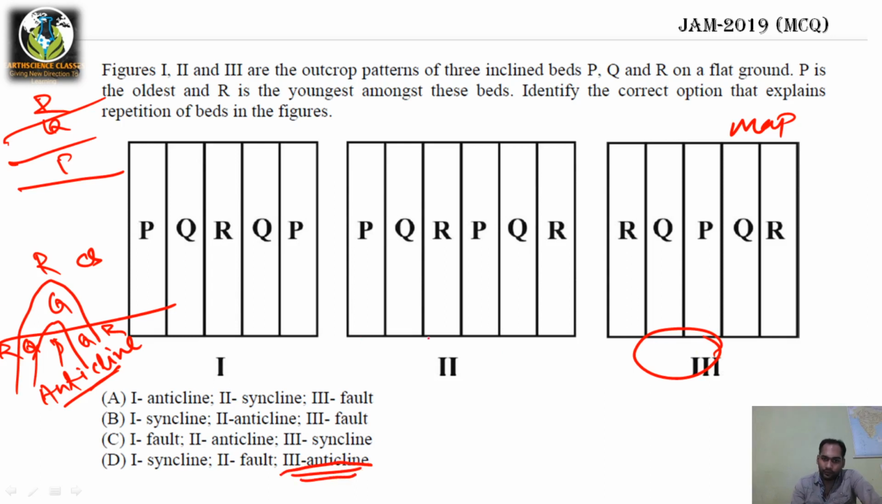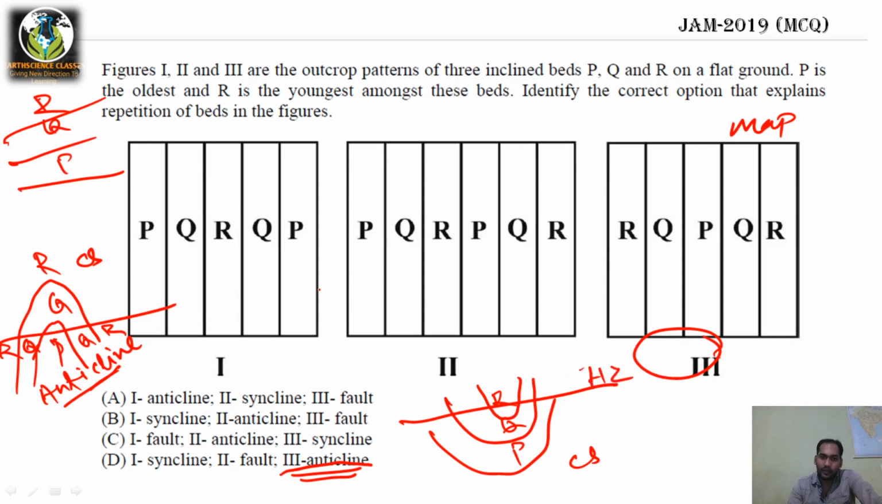Again, let me draw the other one, syncline. This is P, this is Q and this is R. If you are passing a horizontal plane here, this is your cross-section view. When you pass a horizontal plane, you will see this map. At the center you are getting R, then Q, then P, here Q, then P. So P, Q, R, Q, P.